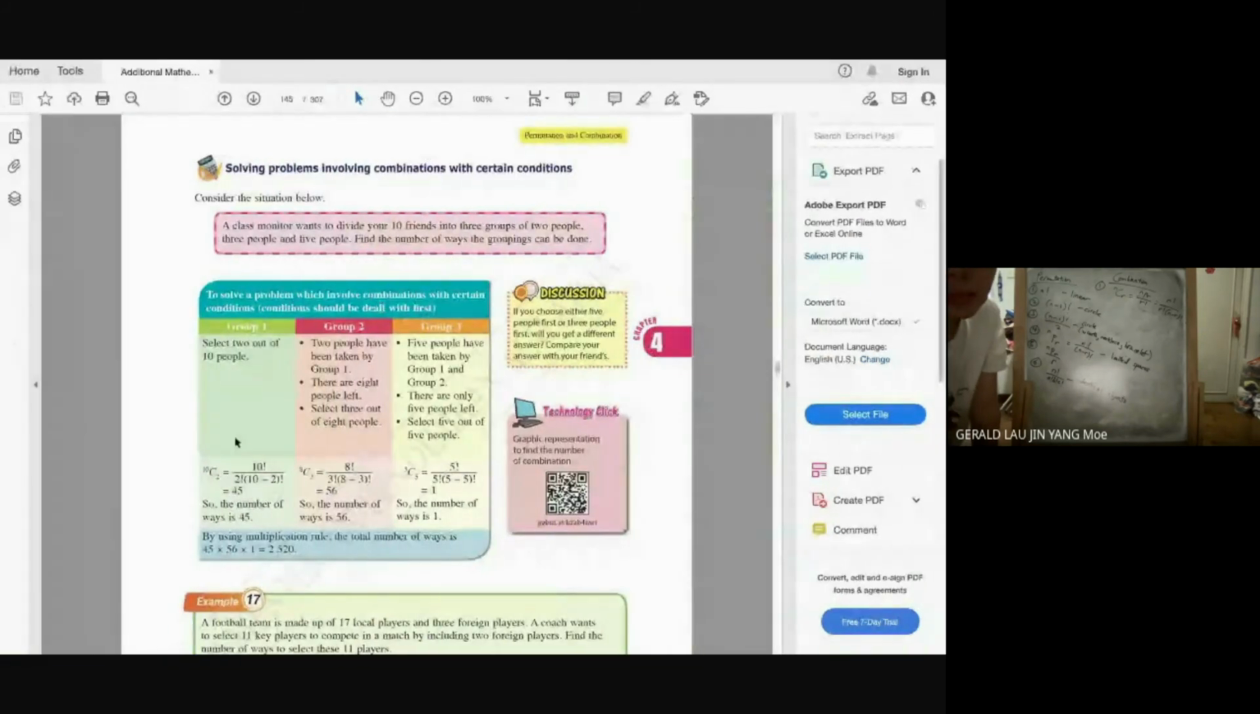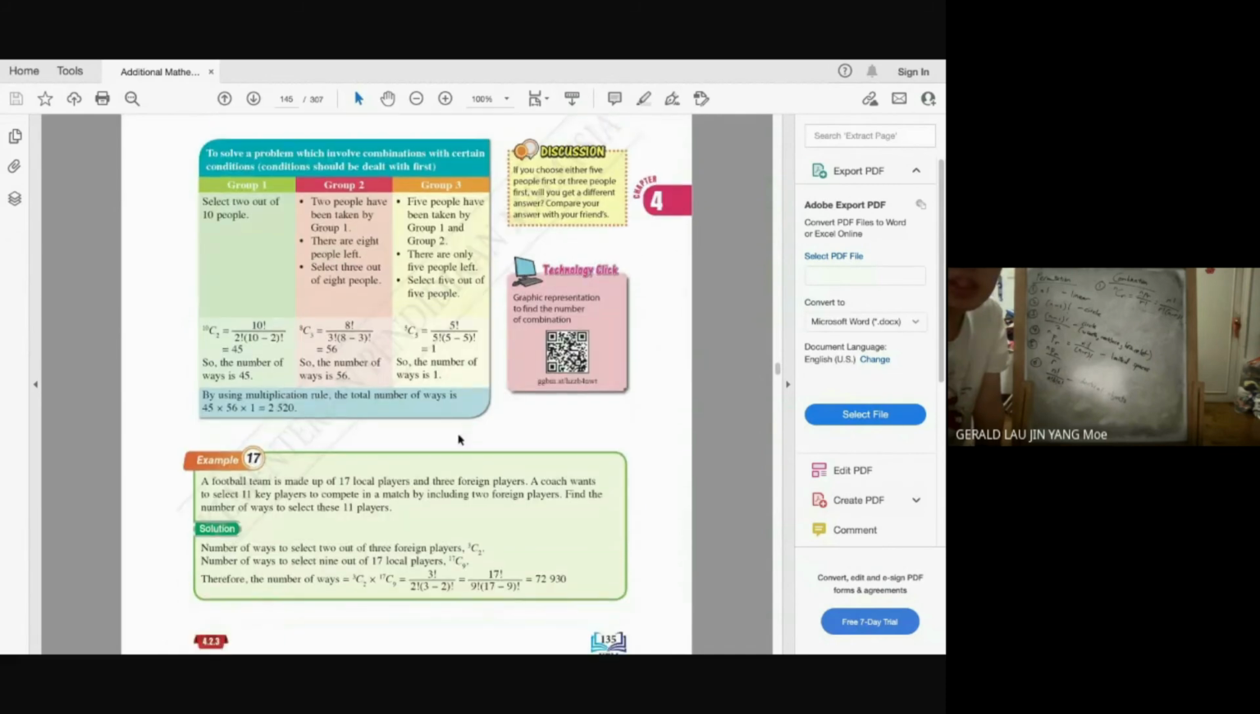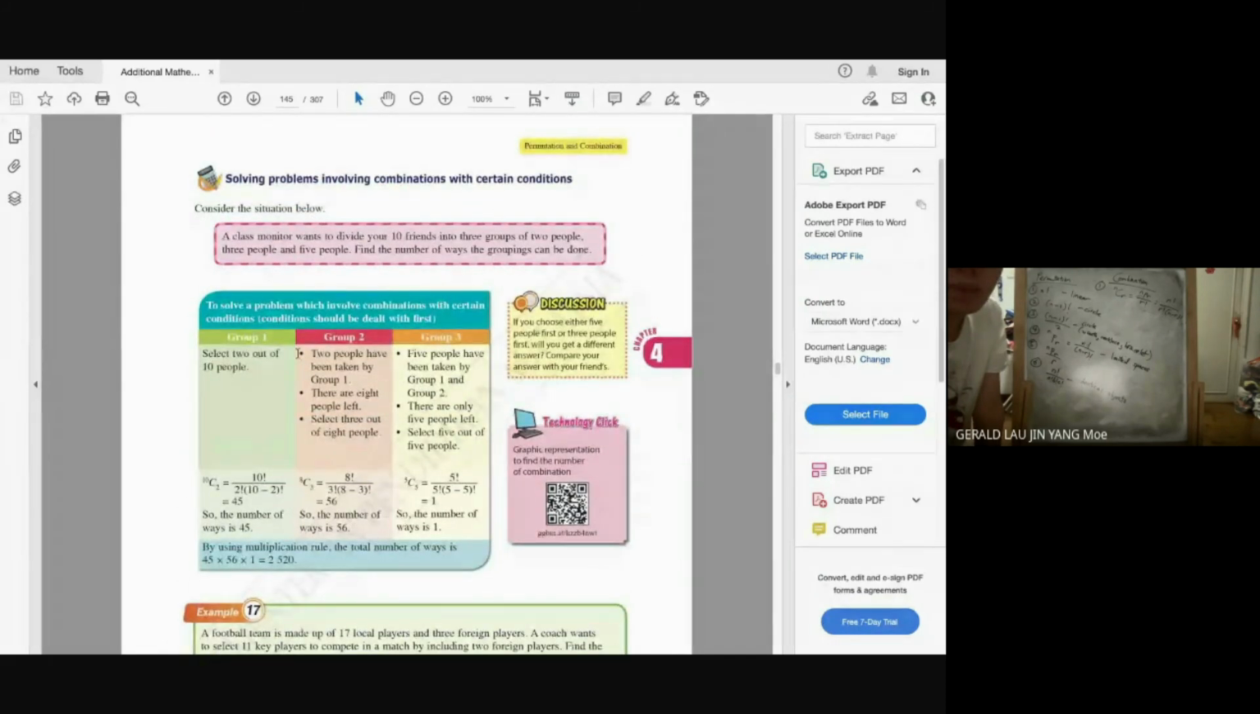Now, this subtopic is where SPM will most likely ask the question. They'll always give you this situation, and then you have to find. Okay, so group 1. A class monitor wants to divide his 10 friends into 3 groups of 2 people, 3 people and 5 people.